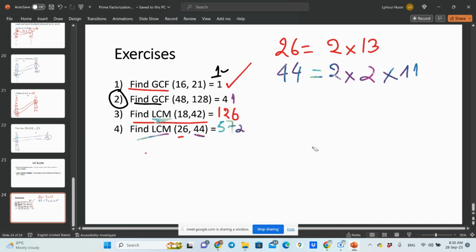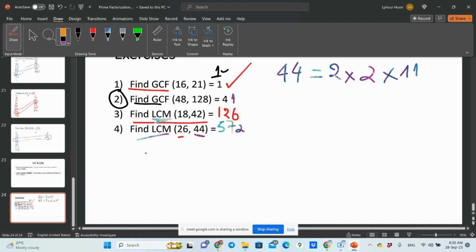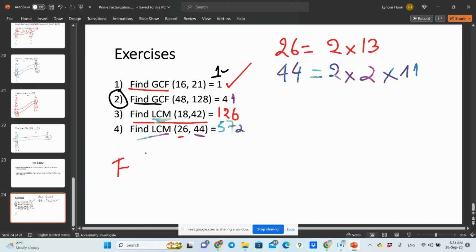Now, for example, if we happen to ask, find the GCF of 26 and 44, what will be the result? GCF of 26 and 44? Yes, 26 and 44. GCF.